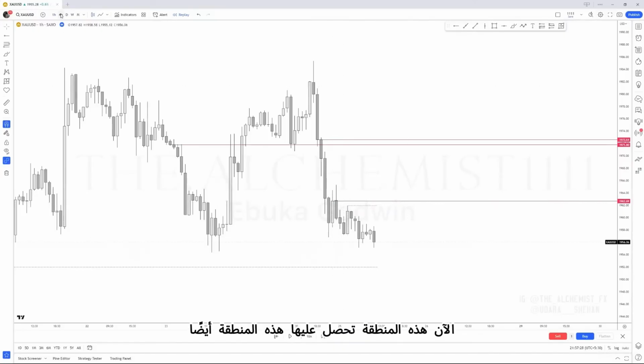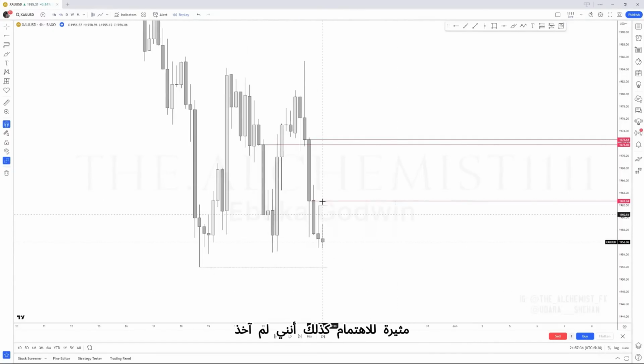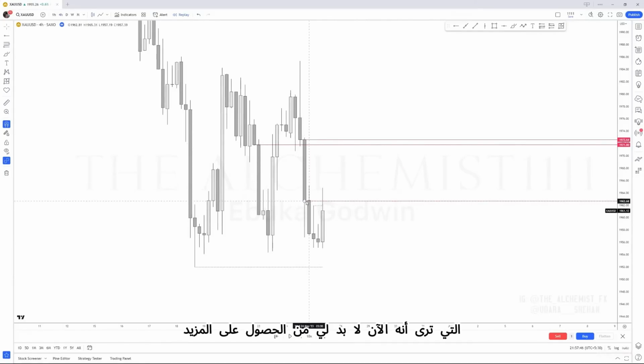Okay, so now this zone also gets interesting as well, right? I did not take a direct entry though because there were better levels seen here. I did not take direct entries. Let me show you how I entered. Waited for this candle to end. How did it end? How did it close? Right below that. See that?